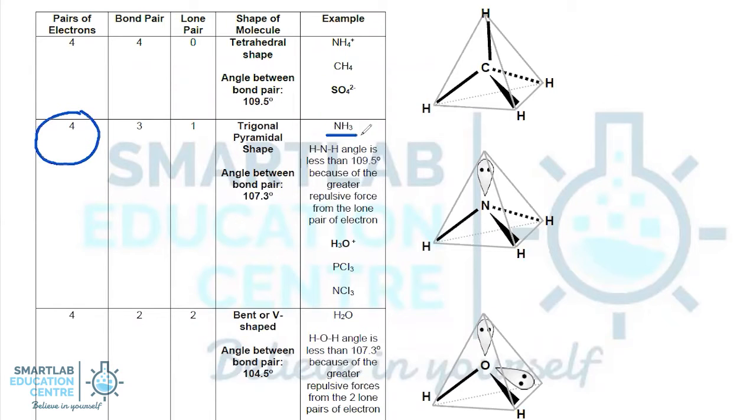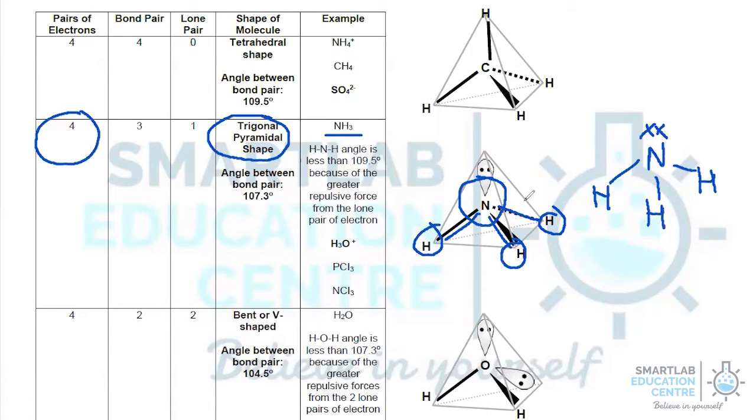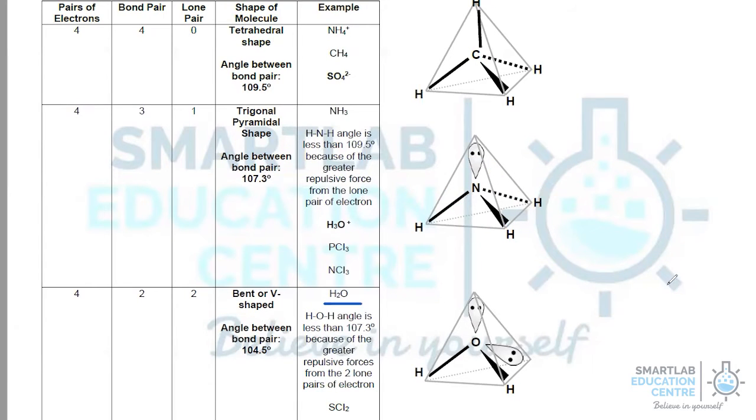Say, for example, in the case of NH3, NH3 would have 3 bond pairs, and the nitrogen would actually have a lone pair. So consequently, its shape will be trigonal pyramidal. As this lone pair electron cannot be visually seen, what one could see is actually 4 atoms arranged in a trigonal pyramidal shape. In the case of water, water would have 2 bond pairs and 2 lone pairs.